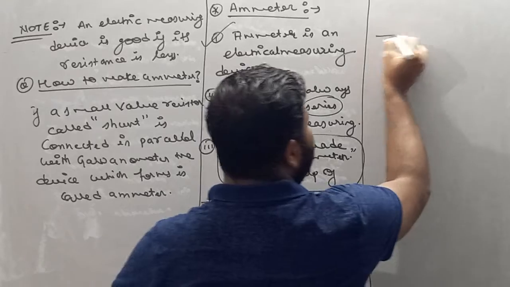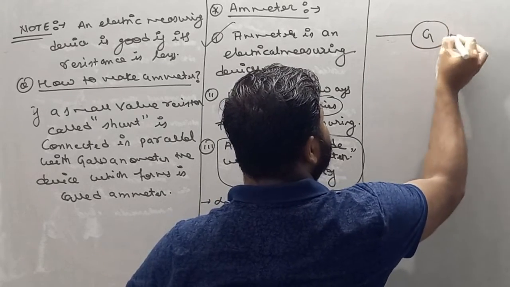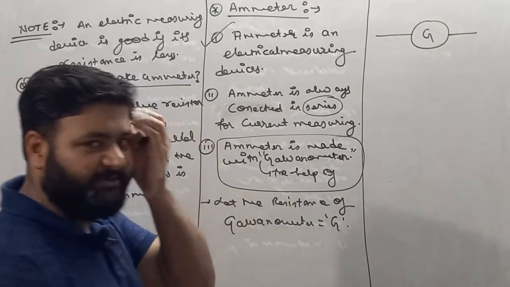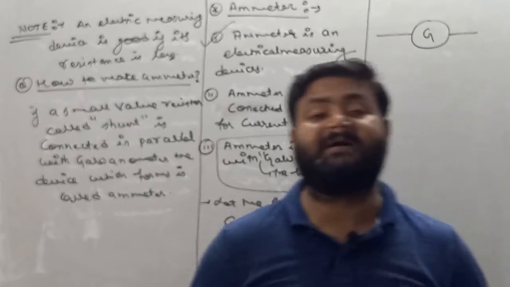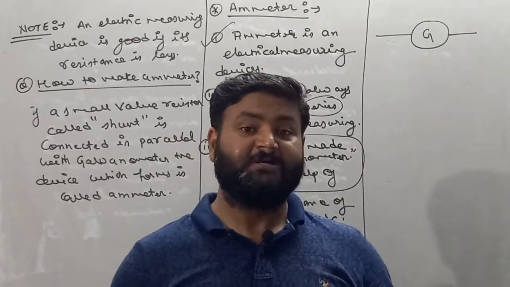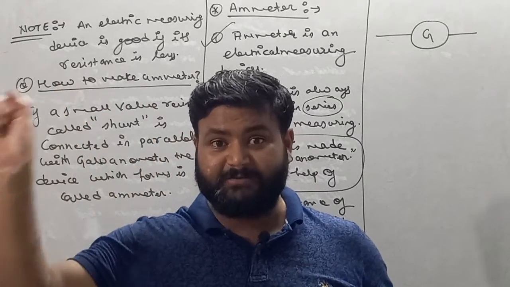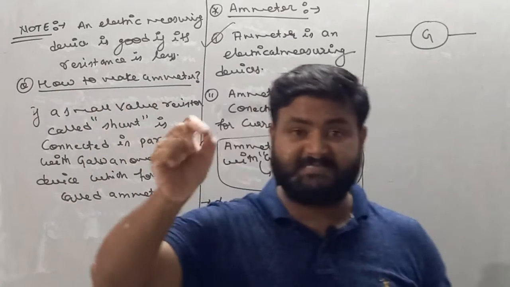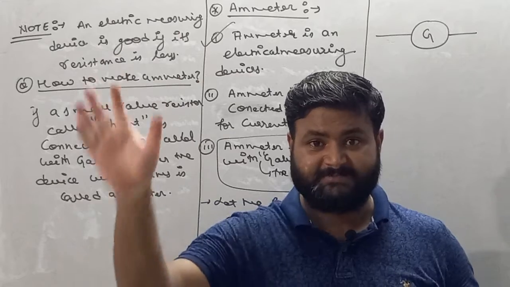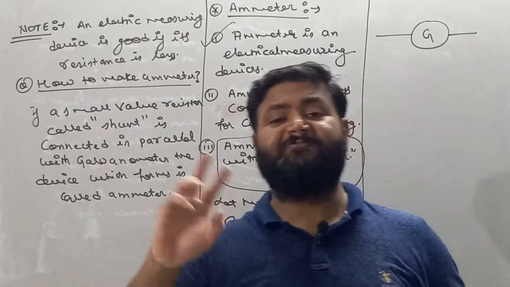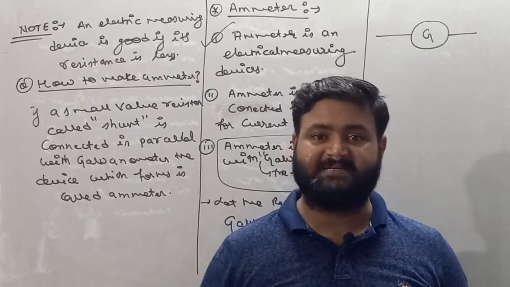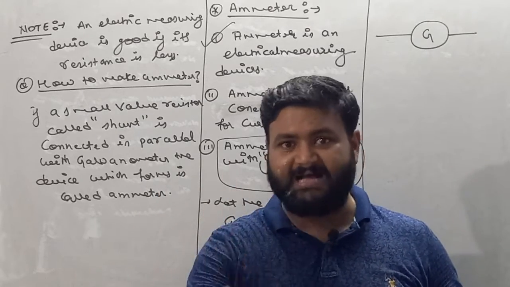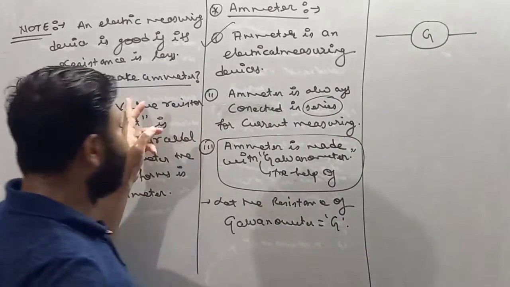Let's suppose we have a galvanometer of resistance G, and we are talking about an ammeter, which is a current measuring device. If we are talking about a current measuring device, then its resistance must be very low. And we know that if we connect a resistor in parallel, then the net resistance decreases. So our task is how to make an ammeter.